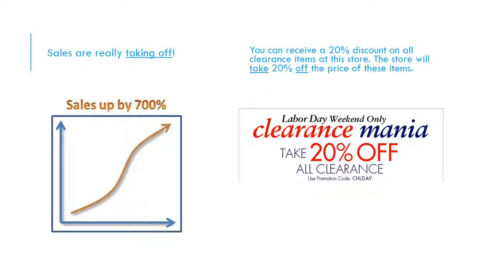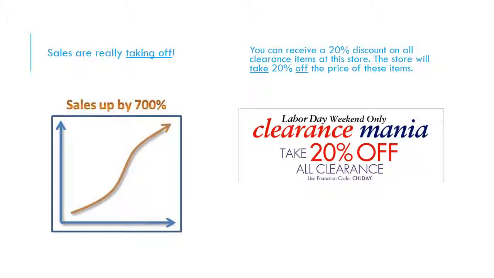All right. Now on the left here, we have a sales chart. And it says, sales are up by 700%. If this was your business, you could say, wow, sales are really taking off. They are taking off. It means they are growing quickly. There's a lot of sales. Sales are really taking off.